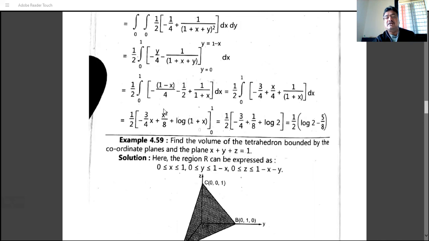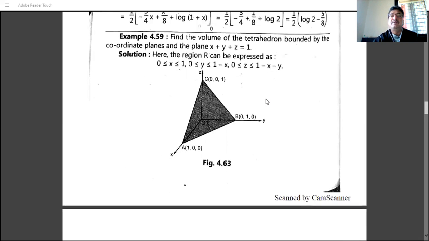So this is constant, minus 3 by 4 integration is minus 3 by 4 into x, 1 by 4 constant, x square by 2 means x square by 8, and log 1 plus x, this integration. And then 0 to 1, the value at the upper limit, that is substitute x as 1, and then substitute x as 0. So log 1 is 0, and therefore the value at the lower limit is 0, and we have this answer. So this is the problem of volume. So we will solve the remaining problems in the next lecture.